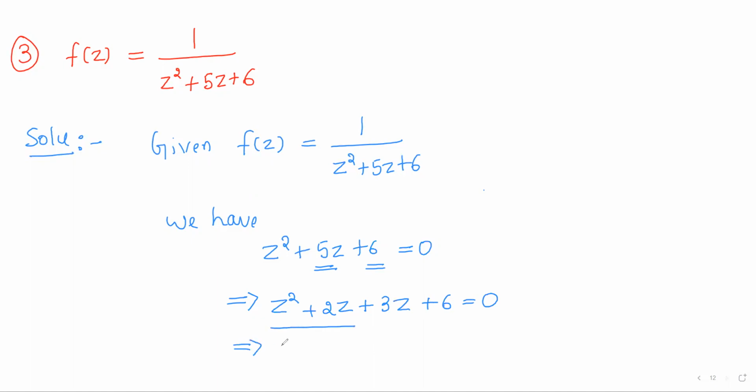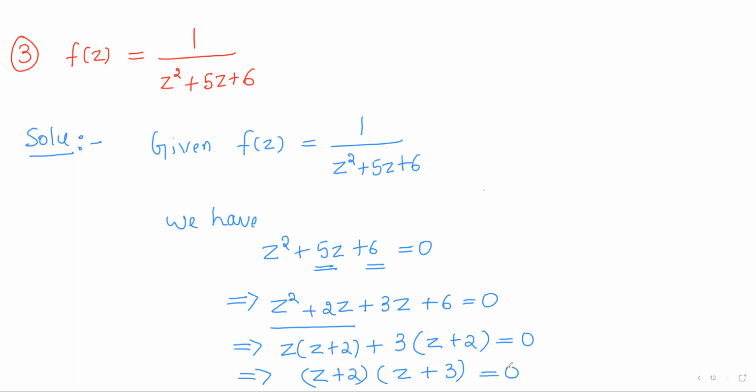Now take z common in the first two terms. So it will be z plus 2, plus 3 common in the next two terms, once again z plus 2. So now z plus 2 is common. z remains in the first term, 3 remains in the second. Now z plus 2 into z plus 3 is equal to 0 means any one has to be 0. So z plus 2 has to be 0 or z plus 3 has to be equal to 0. So z is equal to minus 2 or z is equal to minus 3.